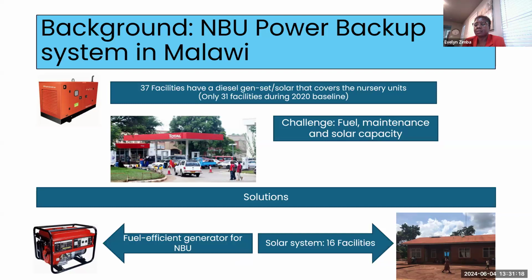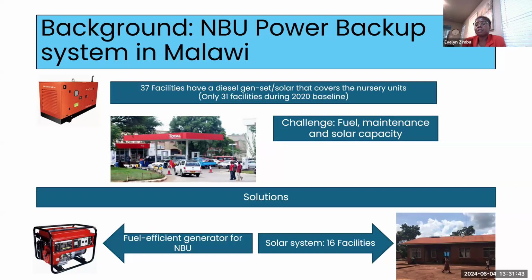During the baseline assessment, we discovered that out of the 37 facilities that we are supporting, 31 had at least a backup power, but not necessarily including the nursery. In some of the facilities, you would find that they have backup power, but they had selected units where they were using that backup power. So it would be the theater or the maternity.